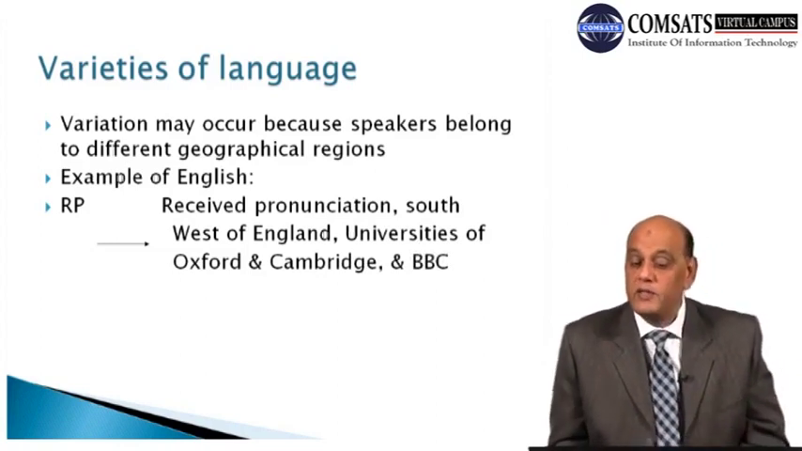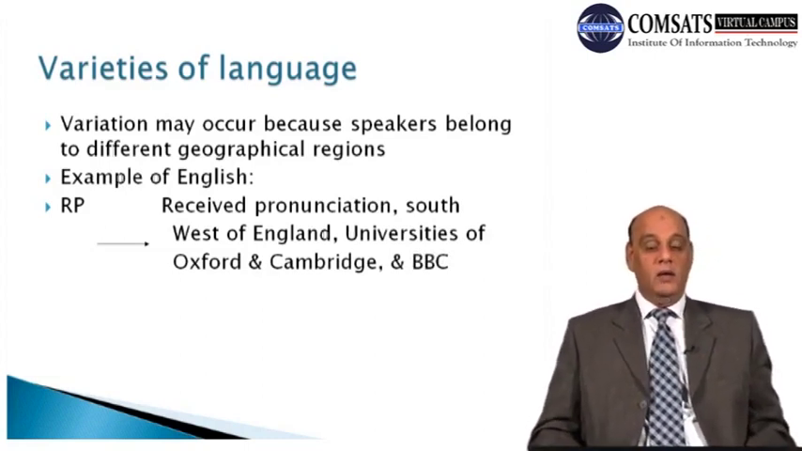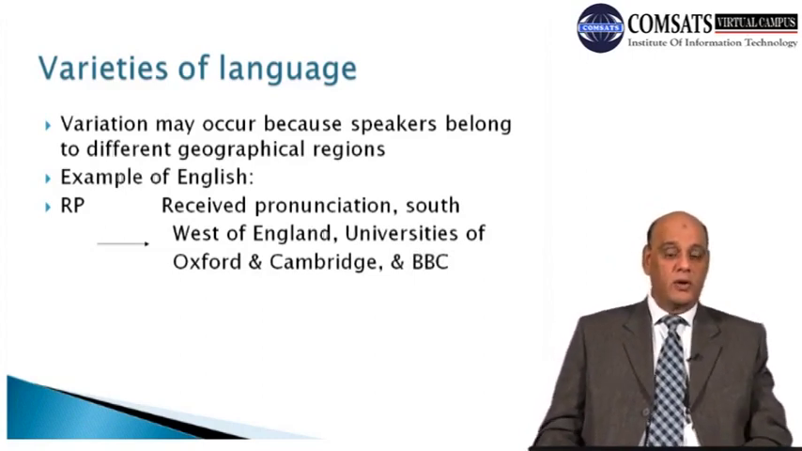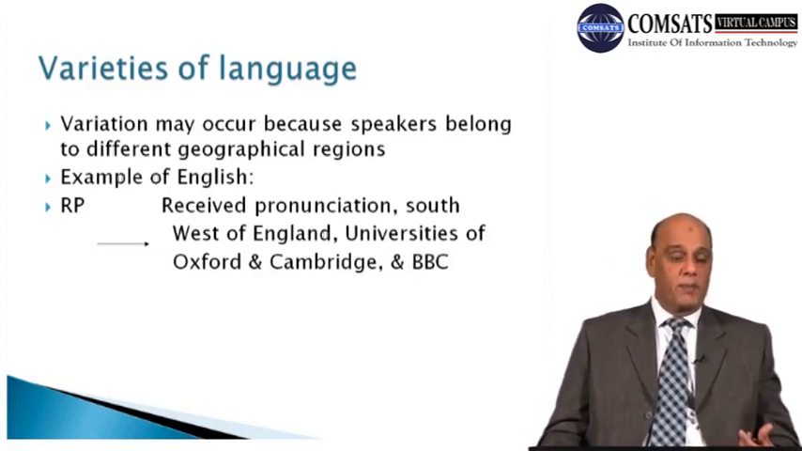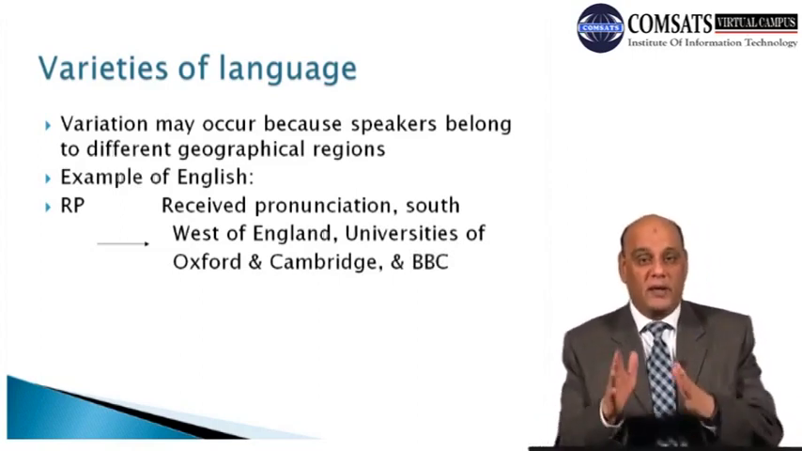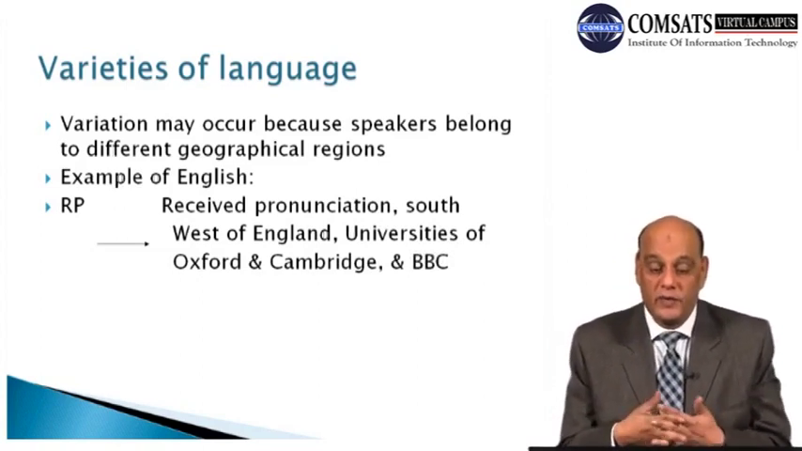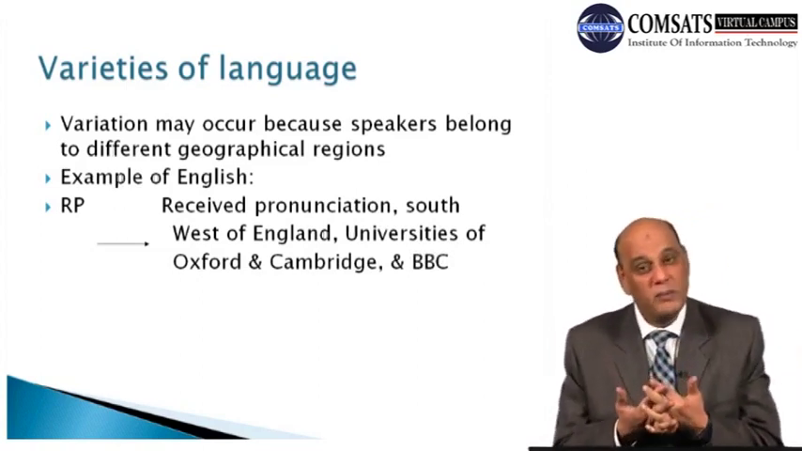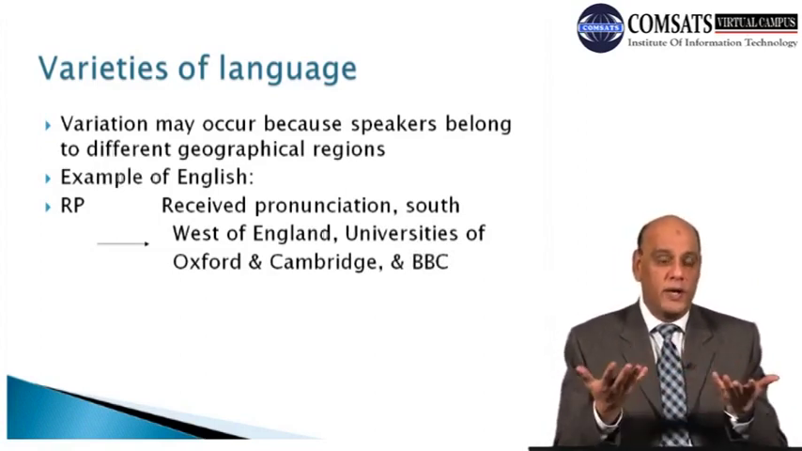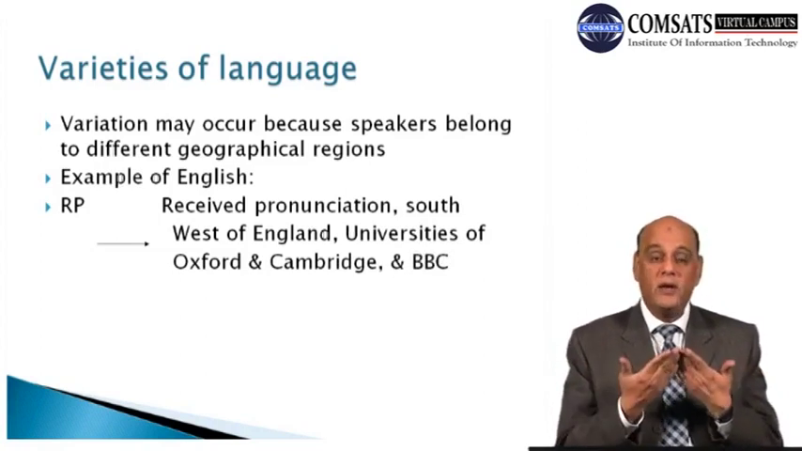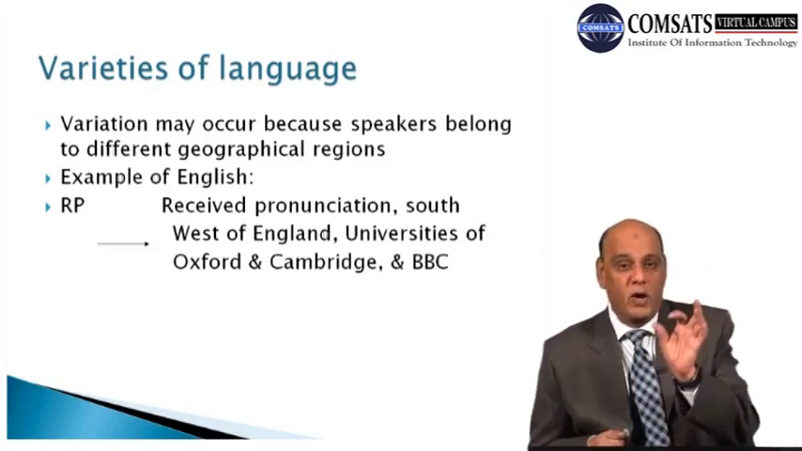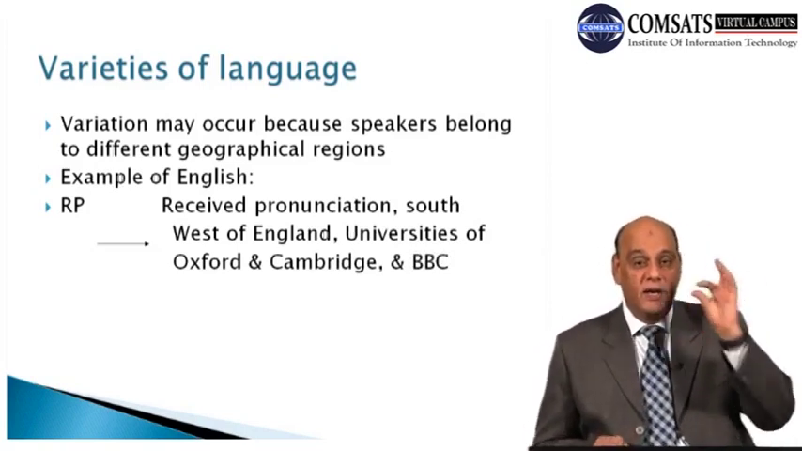An example is English Received Pronunciation, which we call RP as well. It is used in the southwest of England, the universities of Oxford and Cambridge, and the BBC. So this is one variety, and it is basically the standard form of English, the Queen's English. That is thought to be the pure language, the original standard English.